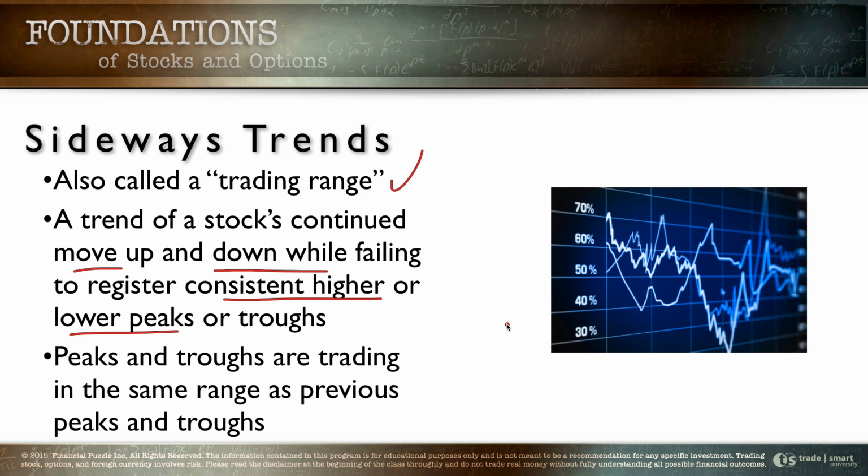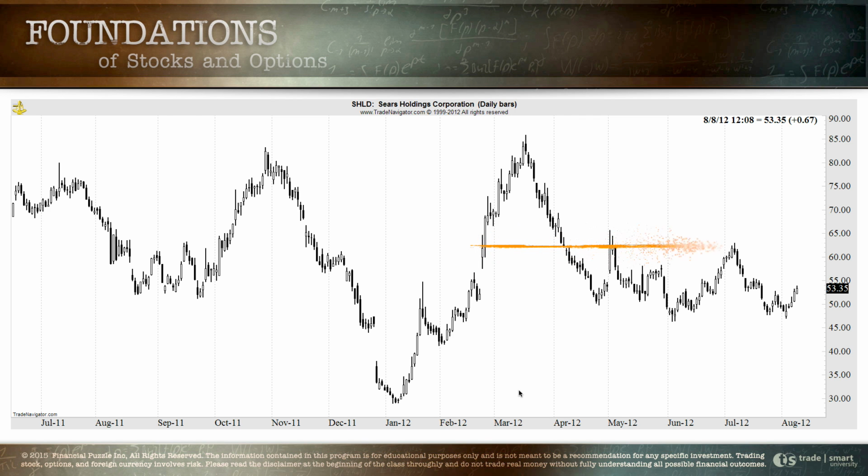Now, in the sideways move, the peaks and the troughs, or the peaks and the valleys, are roughly going to be in the same range as the previous peaks and valleys. Let me show you what I'm talking about here. Notice this little move over here on Sears on the right side. You notice we do have some higher moves, but we kind of stop. Then we sell off. We have a lower move. We rally. The higher move is kind of right where the last higher move was, and the next lower move is kind of right where the last lower move was.